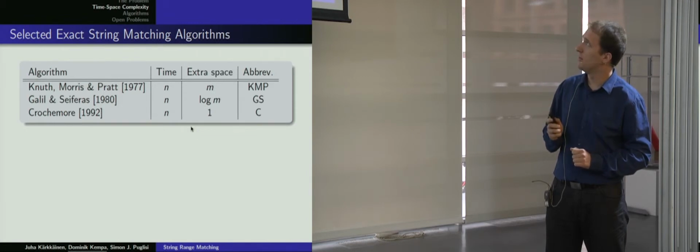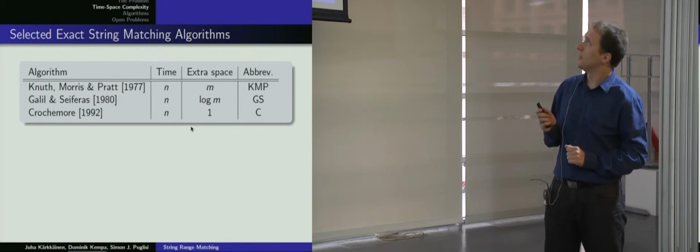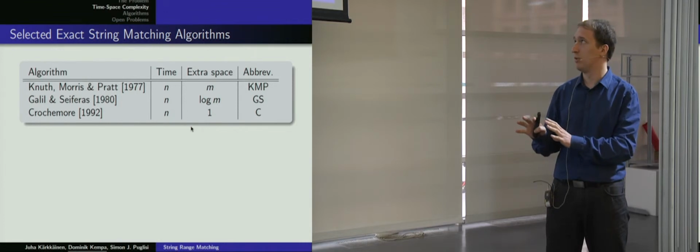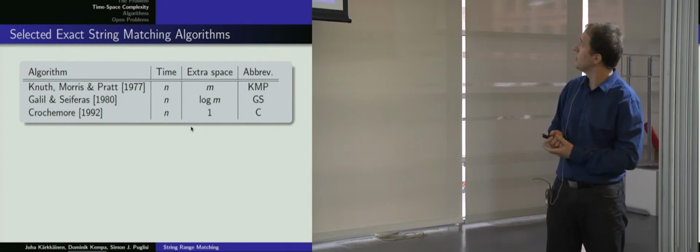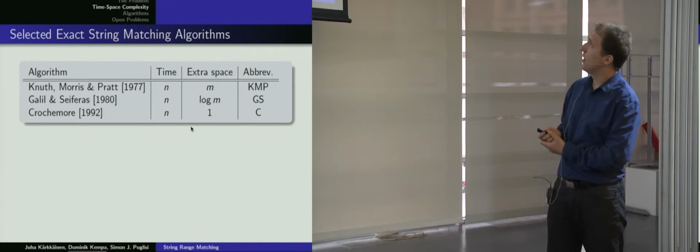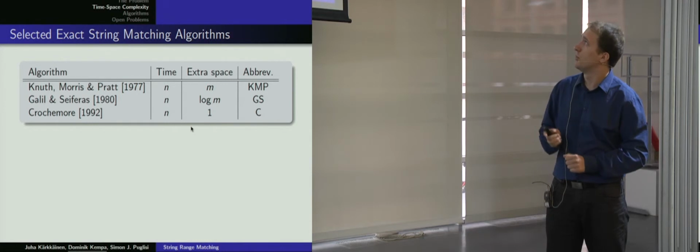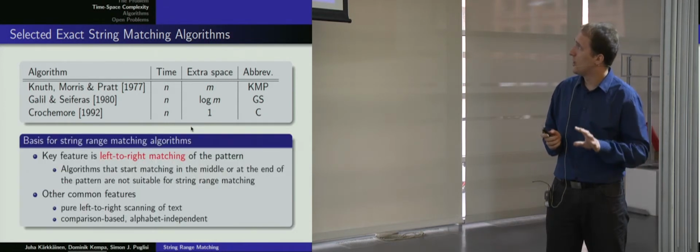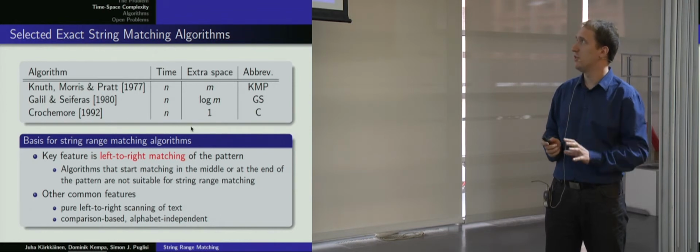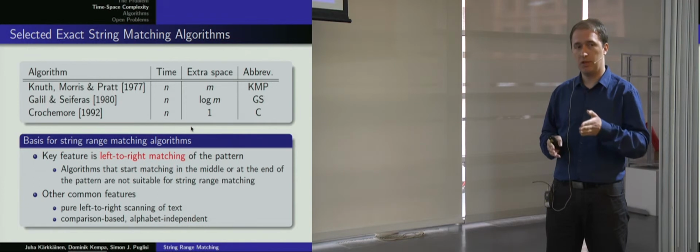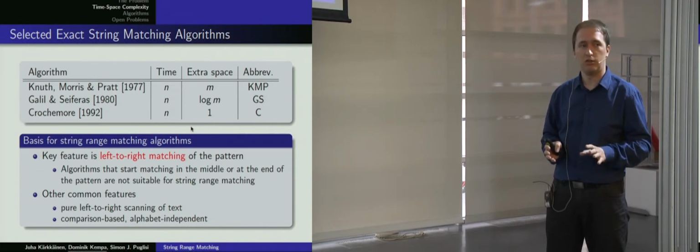So this is a summary of selected linear time exact string matching algorithms that we will use as a basis to solve the string range matching problem. So we have Knuth, Morris, and Pratt, using order m space. We have a weak version of the algorithm by Galil and Seiferas using log m space, and we have the time-space optimal Crochemore. And they all share a few features, but the key feature is that they all perform left to right matching of the pattern. Any algorithm that starts matching of the pattern in the middle or from the end is not suitable for string range matching, and you will see why in a minute.